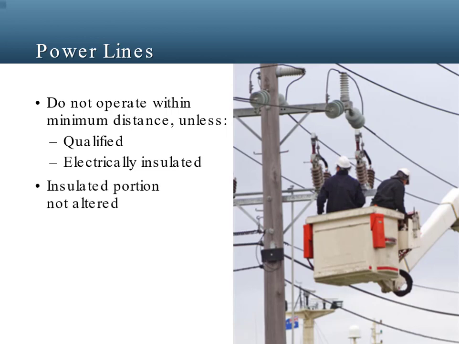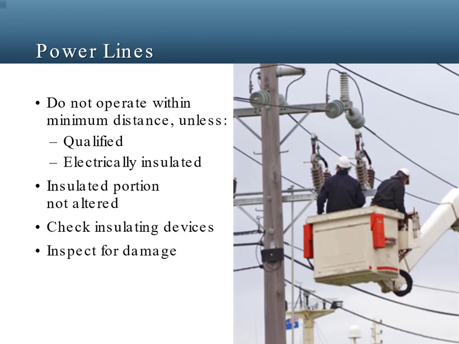Make sure the insulated portions of lifts and booms are not altered or damaged in any way that could reduce insulating value. In addition to the insulated portion of the equipment, other insulating devices should be checked, including insulating blankets, covers, line hose, gloves, sleeves, and so on. Inspect these items for holes, tears, embedded objects, swelling, softening, hardening, stickiness, inelasticity, or any other unusual signs of potential damage. Do you always inspect insulating devices to make sure they are in good condition in case you accidentally get too close to power lines?